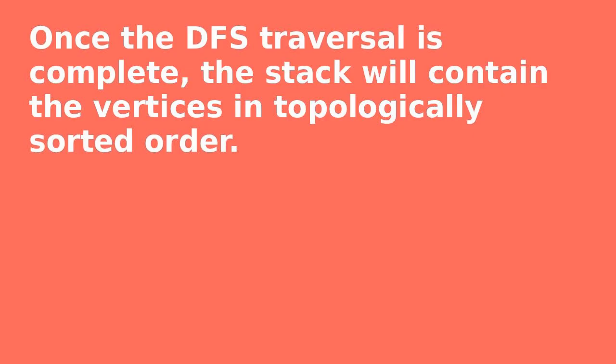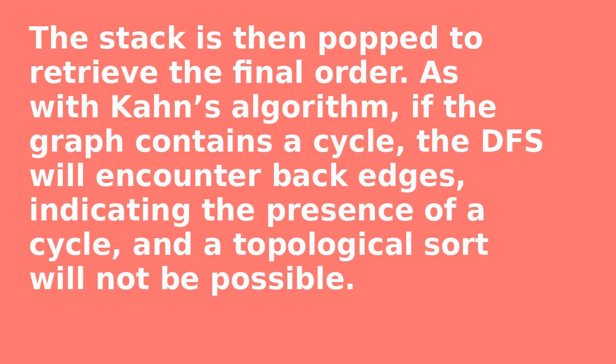Once the DFS traversal is complete, the stack will contain the vertices in topologically sorted order. The stack is then popped to retrieve the final order. As with Kahn's algorithm, if the graph contains a cycle, the DFS will encounter back edges, indicating the presence of a cycle, and a topological sort will not be possible.